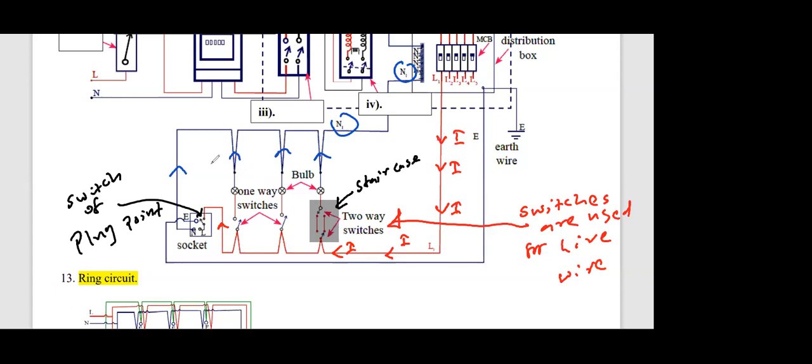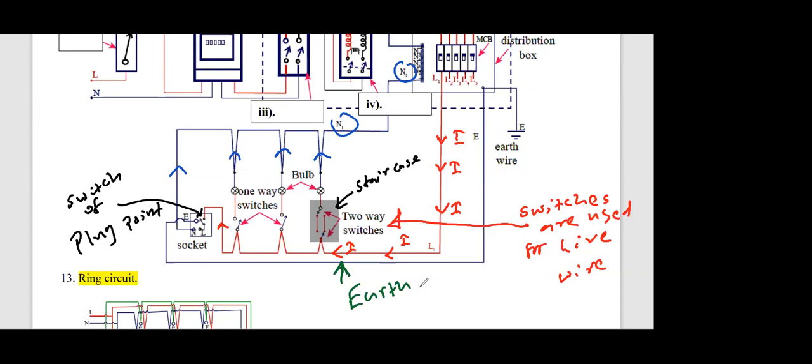Now, can you see, this is one thing you have to notice. There's no earth wire for the lamps. But here you can see there's an earth wire for the plug point. So this is the earth wire. Can you please label this? This is the earth wire.